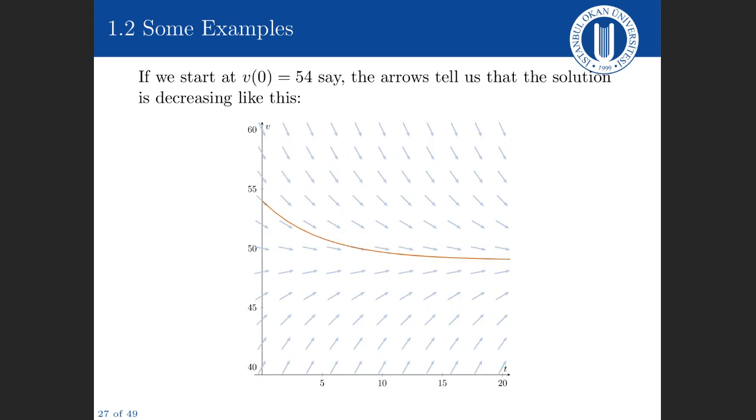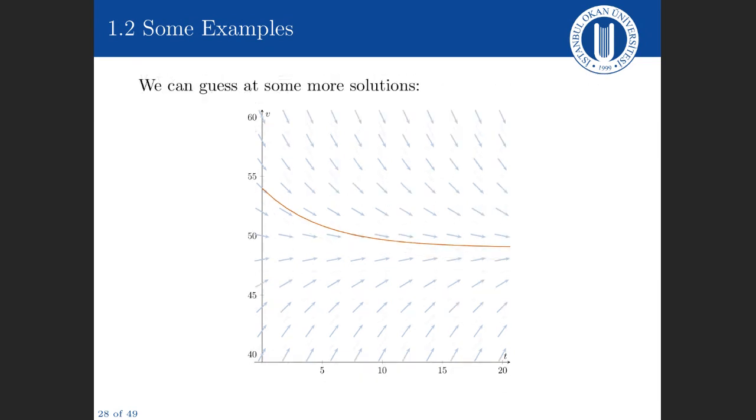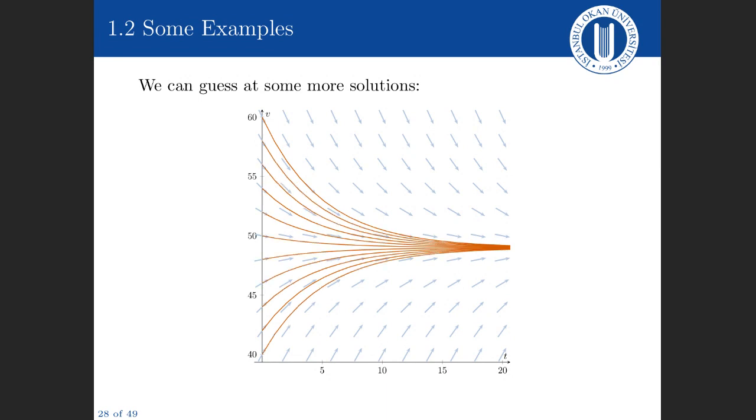I can use a computer to do better than this. This is one of the solutions. We can draw some more solutions. If we start at different points on the v-axis and then follow the arrows, we can guess at some more solutions. Note that all of these solutions follow the arrows. The arrows tell us how to draw the solution.